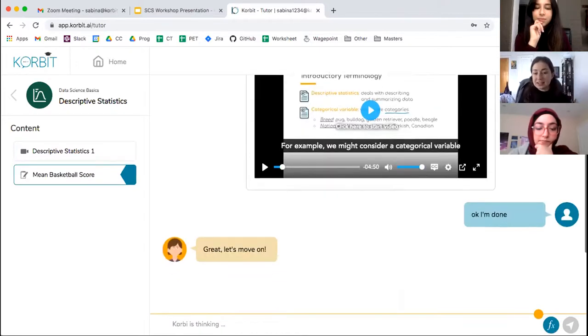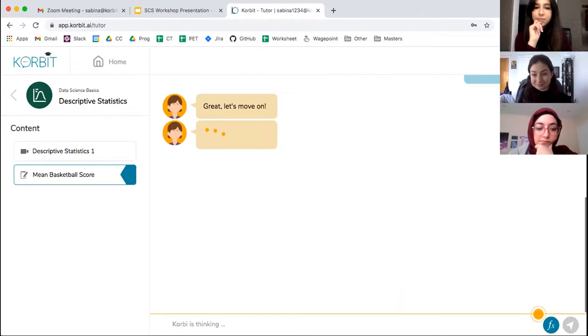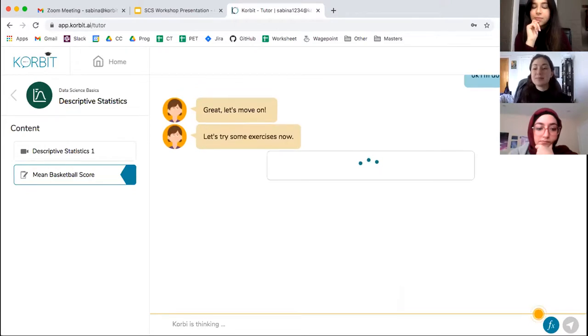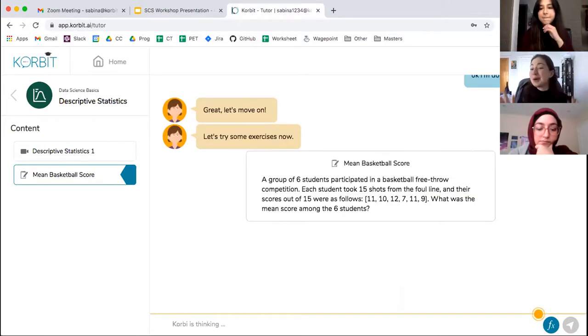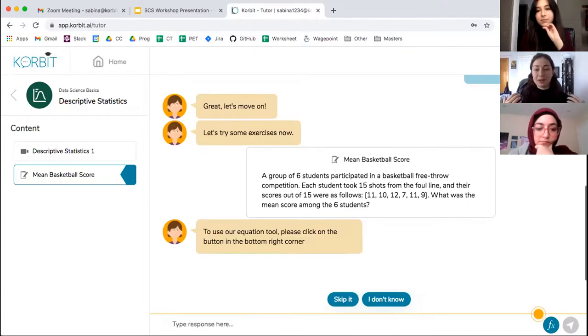So now she's thinking and she's telling me she's ready, so let's move on. This is the part in the module where she starts giving me some exercises. If you guys can all see my screen, if anybody wants to shout out what they think the answer might be, I guess you can't shout out, but you can put in the chat what the answer might be. And if no one can figure out how to take the mean of a list, then I'll help you out.